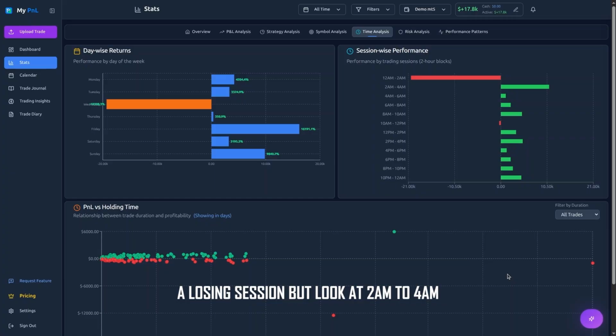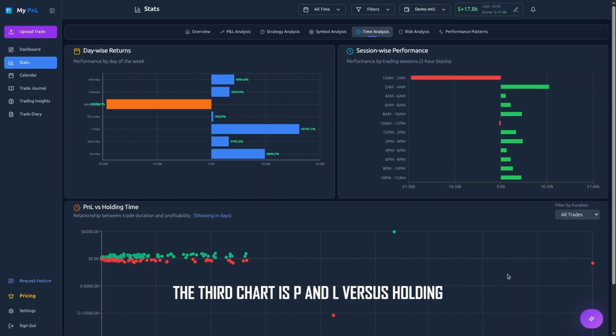But look at 2 a.m. to 4 a.m. Solid green profit. Then most sessions from 4 a.m. onwards are green and profitable. Notice 10 a.m. to 12 p.m. has a tiny red bar, a small loss, but overall your profitable sessions are in the morning and throughout the day.